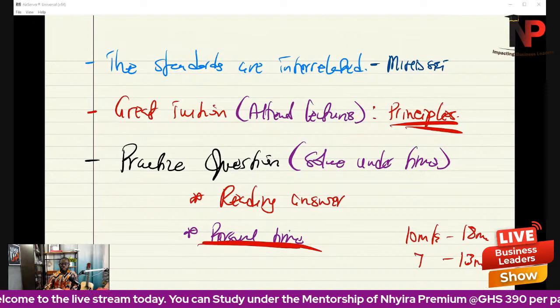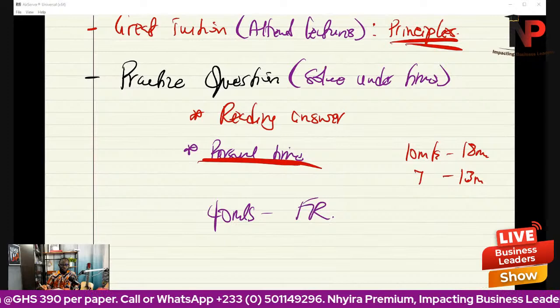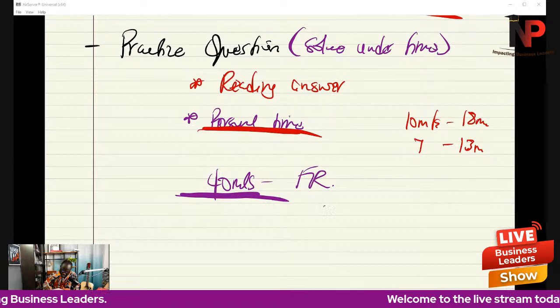Because like I say, if the standards are going to be 40 marks, for those of you doing FR, what are you waiting for, man? What are you waiting for? You got to start learning it. 40 marks, that's serious. That's serious. If you are studious, you are careful enough, you're able to get 30 of that, you're good.